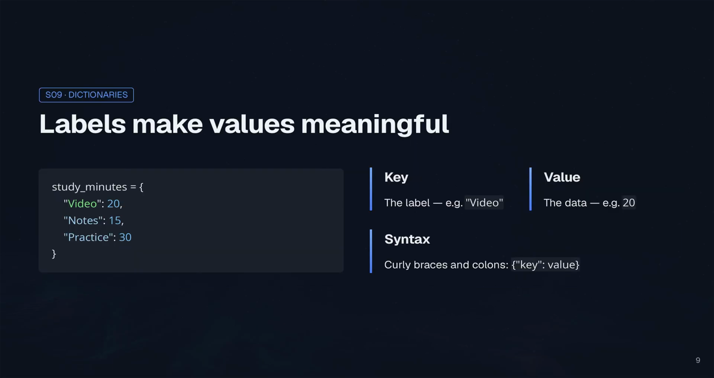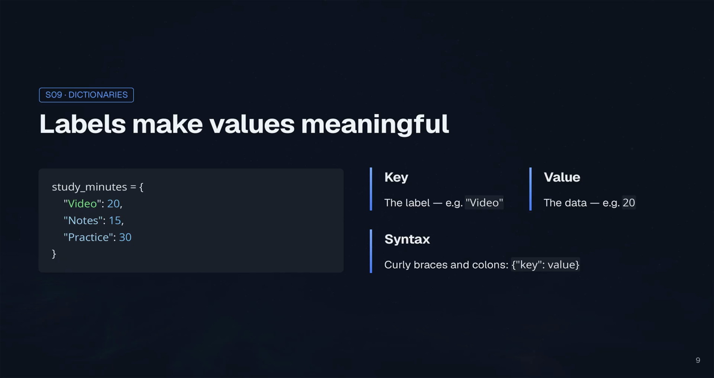Suppose the dashboard stores 20, 15, and 30 in a list. Which number belongs to practice? You would have to remember its position. A dictionary removes that guesswork. Each key is a meaningful label. Each value is the data connected to it.